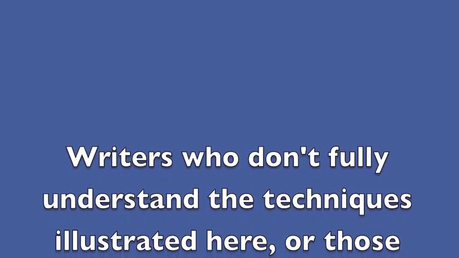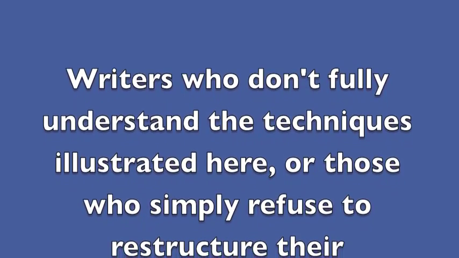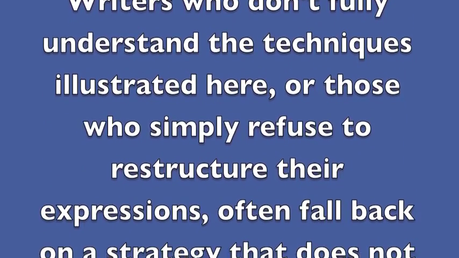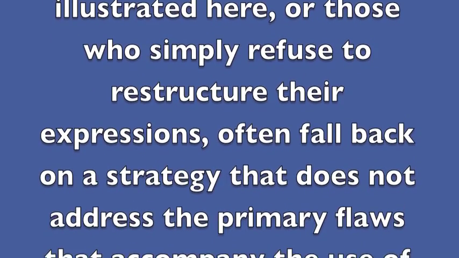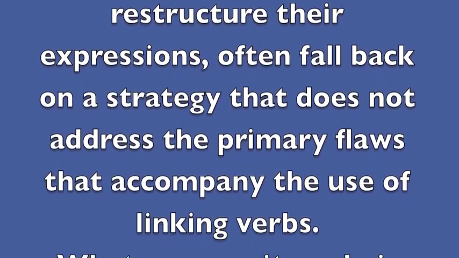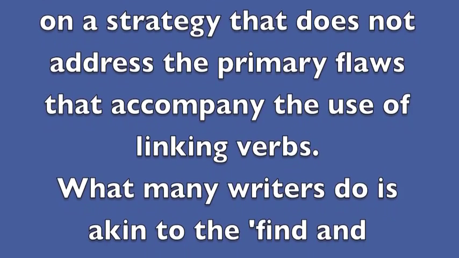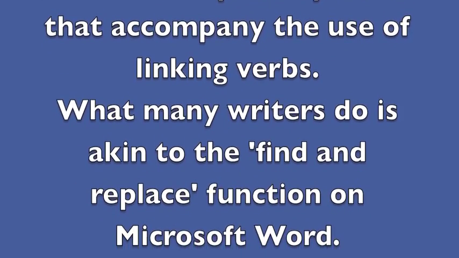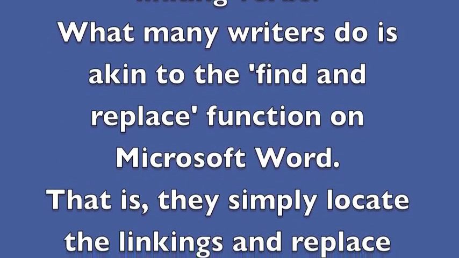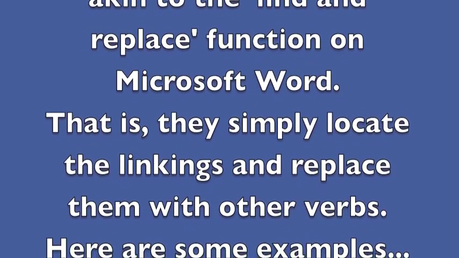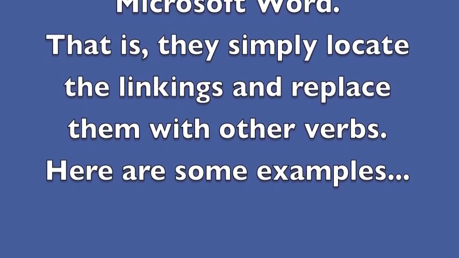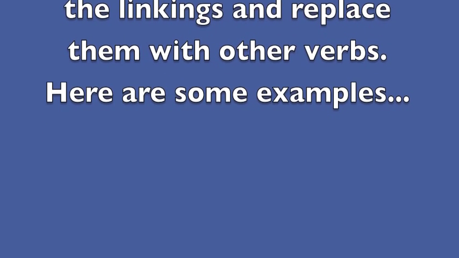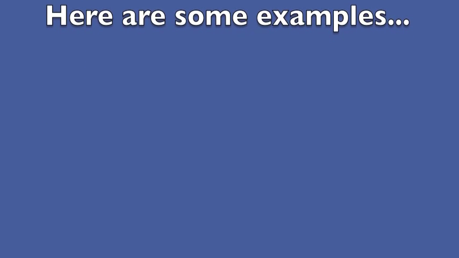Writers who don't fully understand the techniques illustrated here, or those who simply refuse to restructure their expressions, often fall back on a strategy that does not address the primary flaws that accompany the use of linking verbs. What many writers do is akin to the find and replace function on Microsoft Word. That is, they simply locate the linking verbs and replace them with other verbs. Here are some examples of that faulty approach.